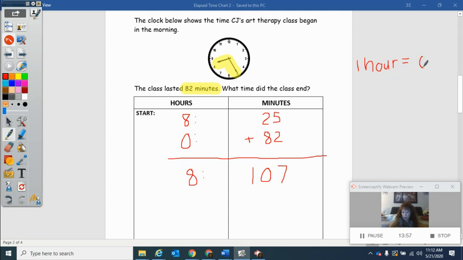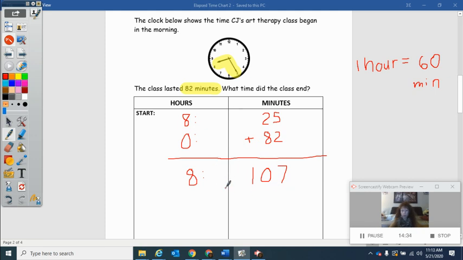I'm going to have to write it underneath because I'm out of room, but we know that 1 hour is equal to 60 minutes. So if I have a number here in my minutes that is more than 60, I have to regroup this time. There's at least 1 hour here. So how do I figure out how many hours is 107 minutes?